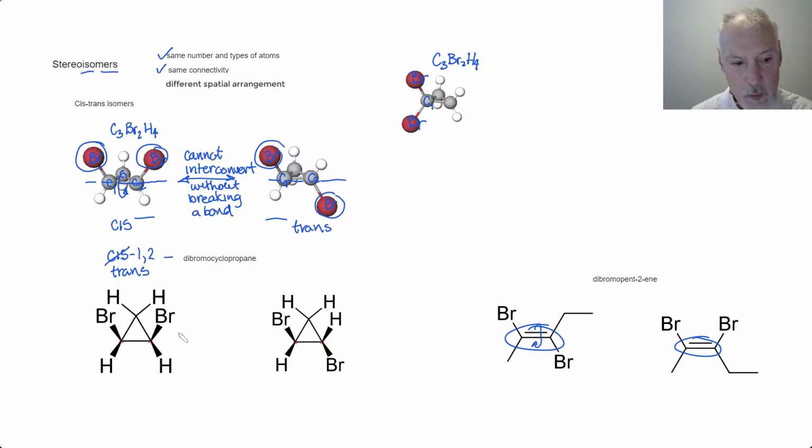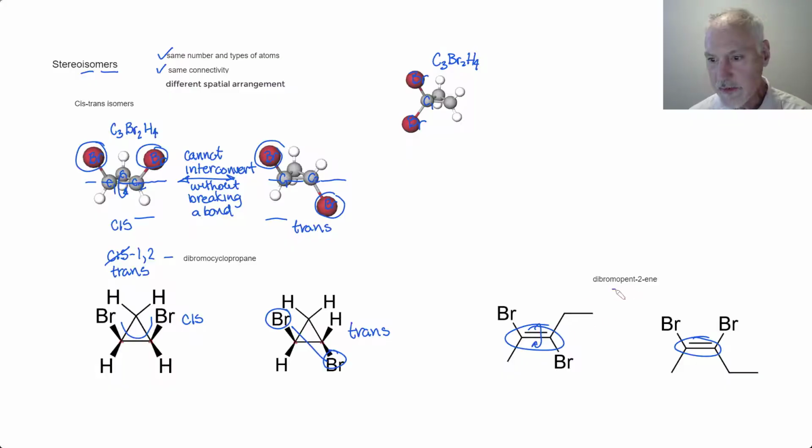Here is but another way of representing those molecules in a line diagram. So again, being on the same side as the plane is referred to as the cis orientation, and being on opposite sides of the plane of the molecule is the trans orientation.